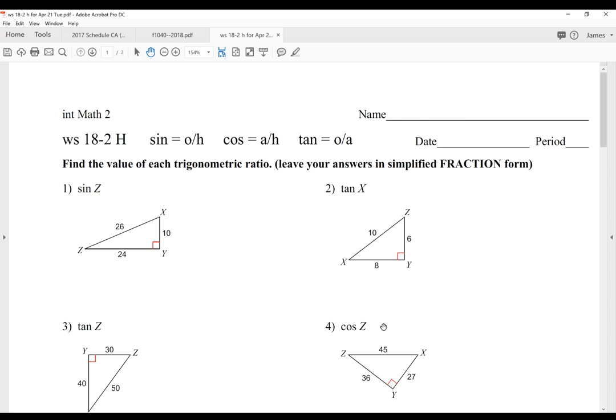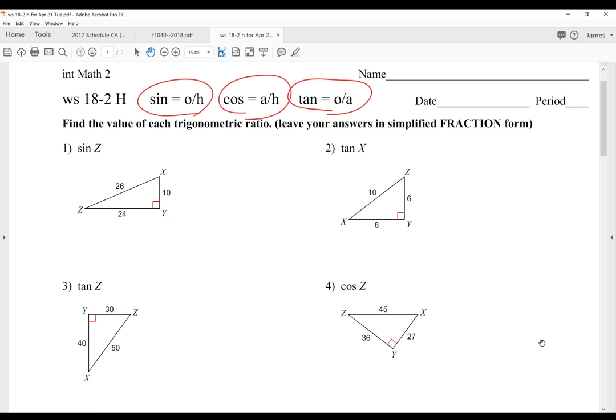This is 18.2H, working with the sine, cosine, and tangent. Sine is opposite over hypotenuse, cosine is adjacent over hypotenuse, and tangent is opposite over adjacent. So please memorize that, as it's the trig functions.